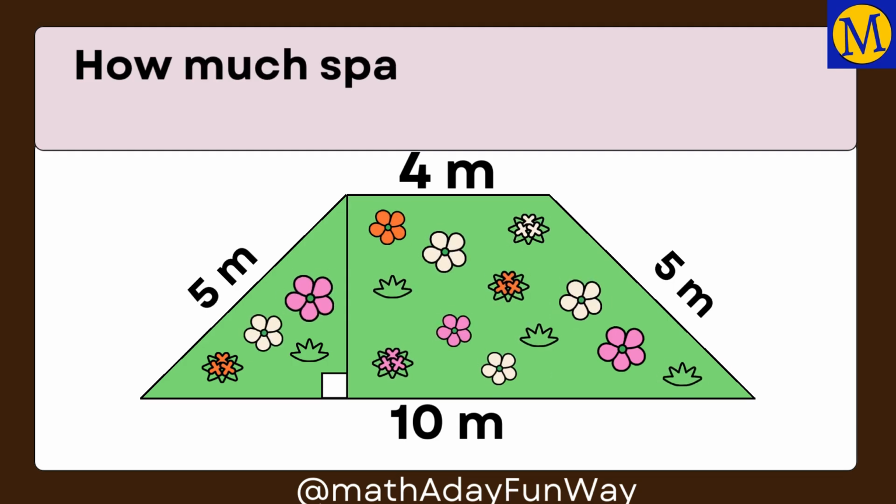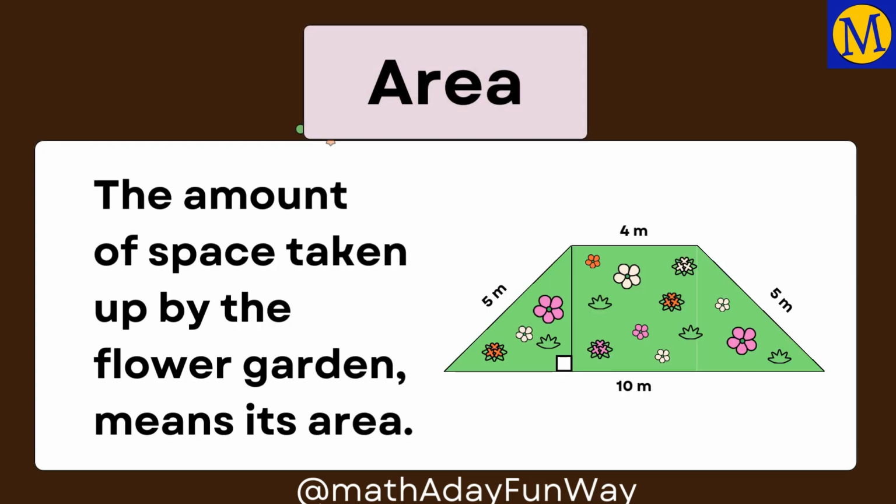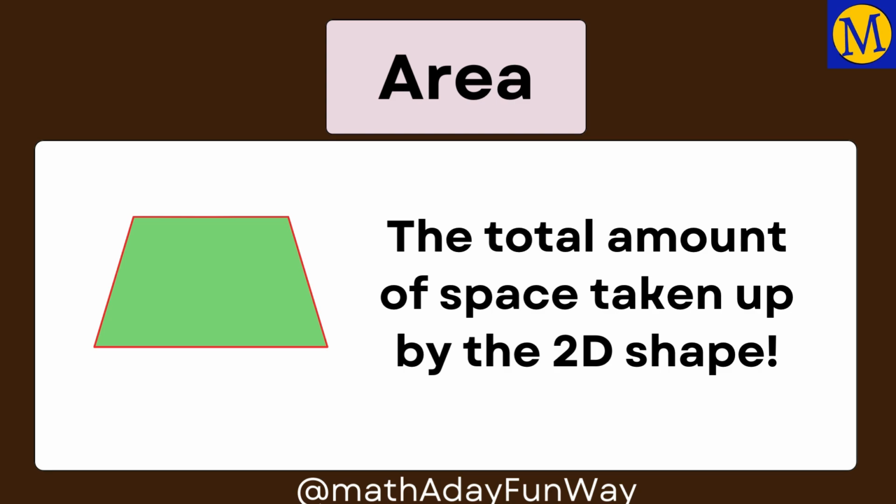Now let's find out, how much space does the flower garden occupy? The amount of space taken up by the flower garden means its area. Area is the total amount of space taken up by a 2D shape. Let's make a cutout of this shape on a piece of paper.